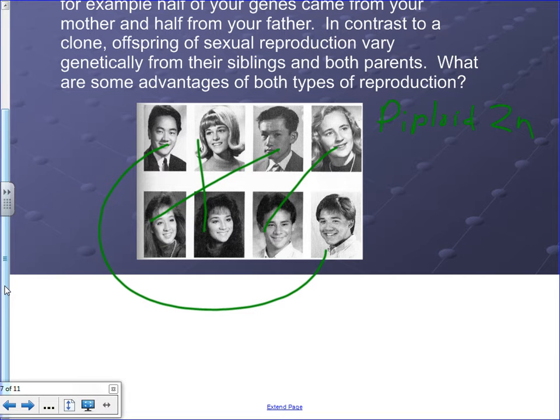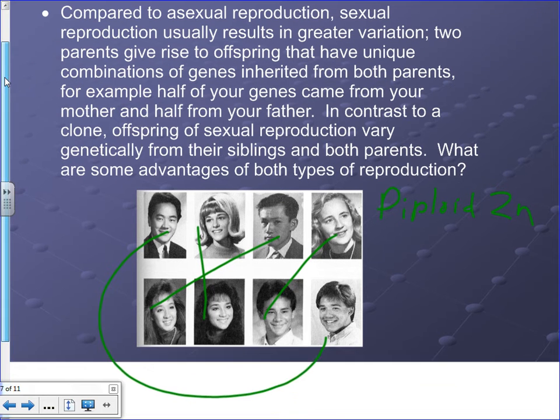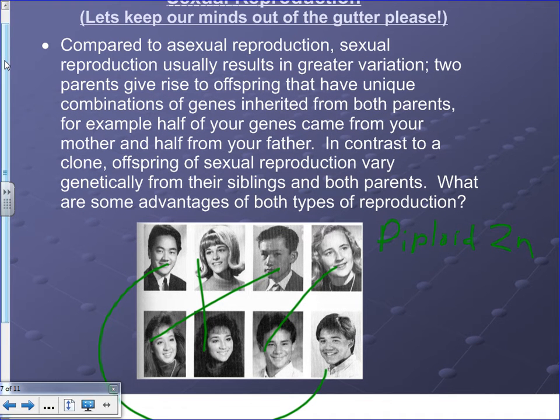Okay, if I recall. All right, so the things to remember here, guys, is there's going to be greater variation. Two parents give rise to offspring that have unique combinations of genes inherited from both parents. So half your genes came from your mother and half from your father. Now here's the thing you've got to remember: half of their DNA came from each of their parents. Now it's not that you're going to get an exact chromosome that your grandpa had.